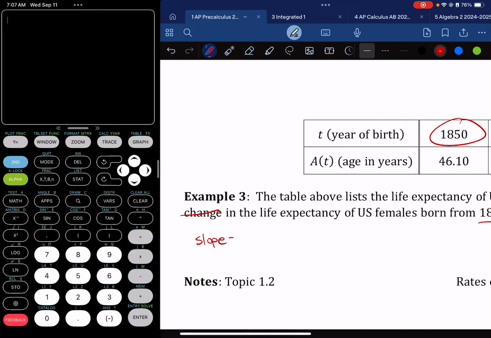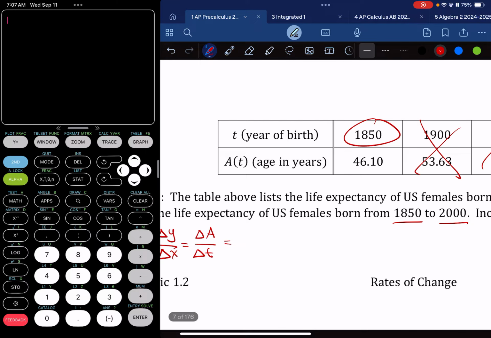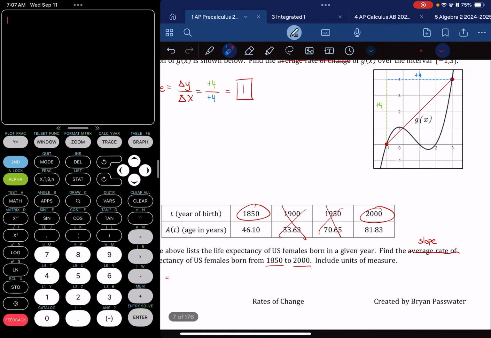So really what I'm doing is I'm coming back to my very basic definition of slope. Slope, again, is just the change in y over the change in x. In this case, it's really the change in capital A over the change in lowercase t. The change of A, again, I usually do the rightmost point minus the leftmost point. So for my y coordinate, this is going to be 81.83 minus 46.10.